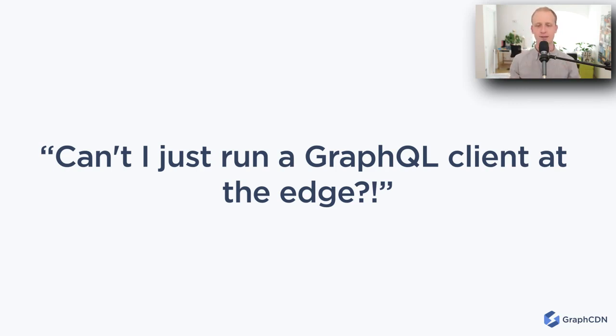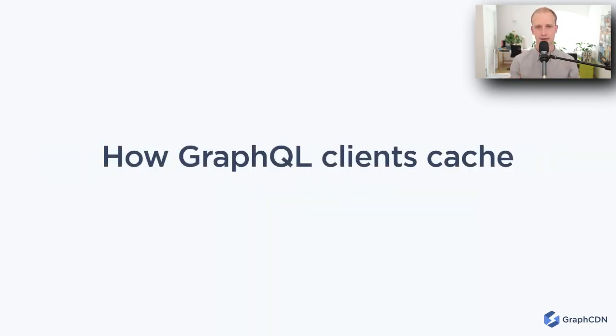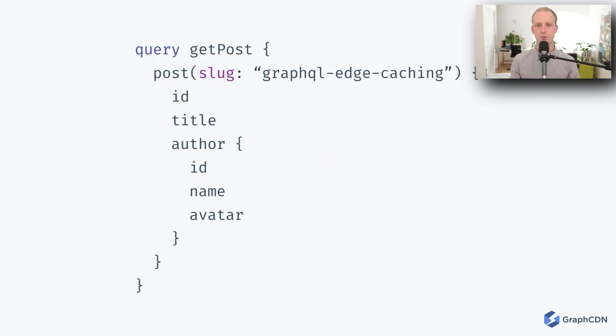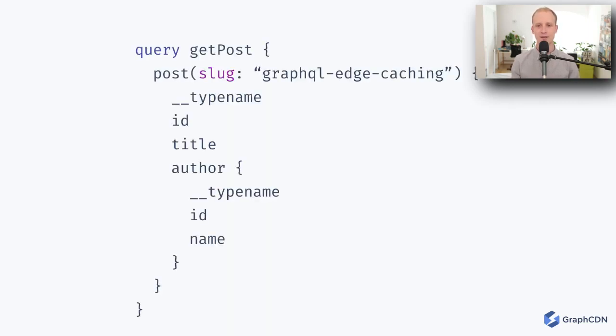To answer that question, I want to dive a little bit into how GraphQL clients cache. If we look at this example of a GraphQL query, which fetches a blog post by a slug, and it fetches its ID, title, and the author, and of the author, it fetches the ID, name, and avatar. There is one magic trick that makes GraphQL caching really great, and that is the __typename meta field. You can add that to any GraphQL object type in your query, and you will get back the name of the type of the response. So, for example, with this query, we would add __typename in these two places for the post and also for the author.